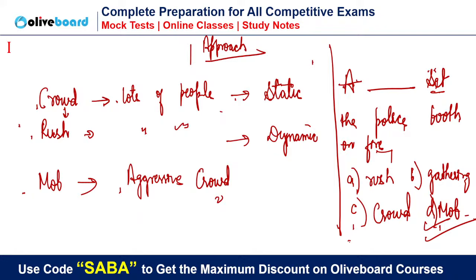And there is one more option. E is there, all of the above. So all of the above will definitely not go, because when we are talking about setting the booth on fire, we will use the word mob, we will not use the word crowd or any other word.